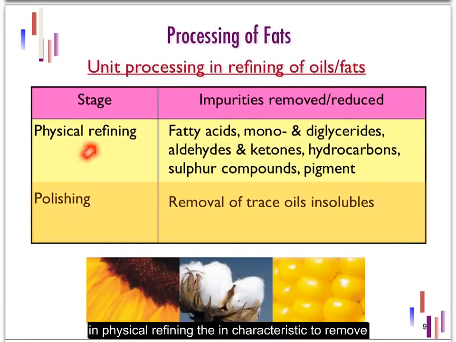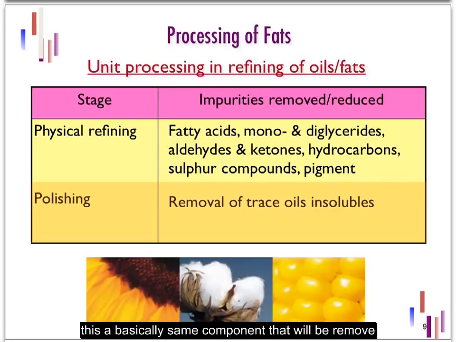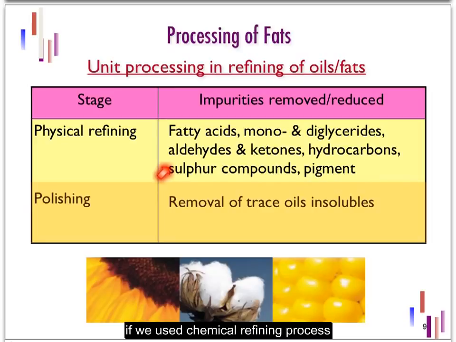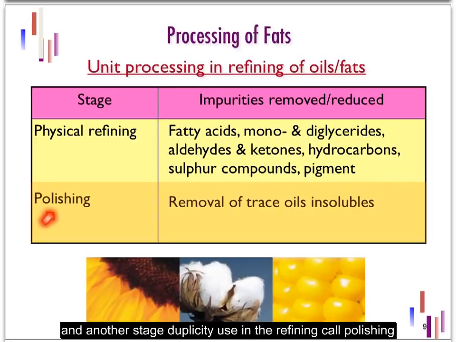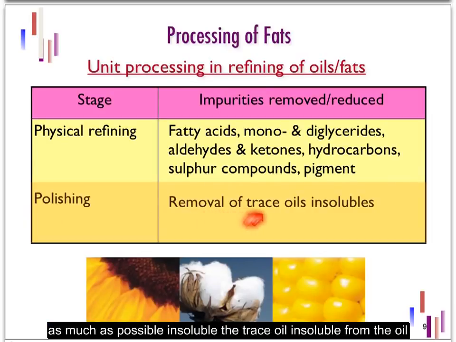In physical refining, the impurities removed during the refining process are also fatty acids, mono and diglycerides, aldehydes and ketones, hydrocarbons, and so on. These are basically the same components that will be removed if we use a chemical refining process. And another step typically used in the refining is called polishing. Basically, the objective is to remove as much as possible the trace oil insolubles from the oil.